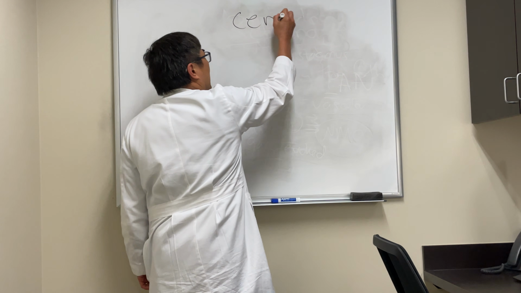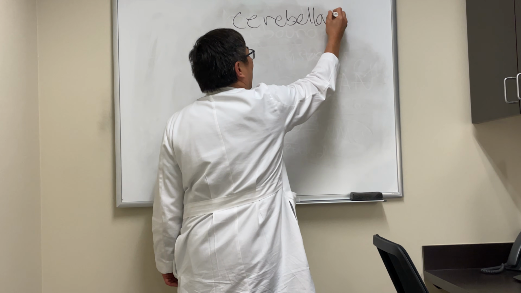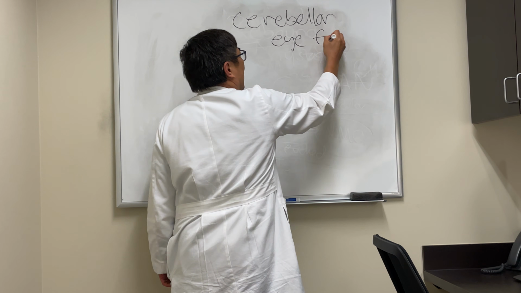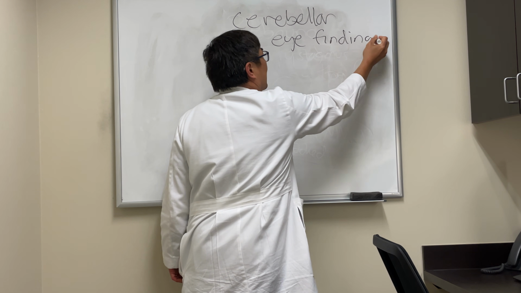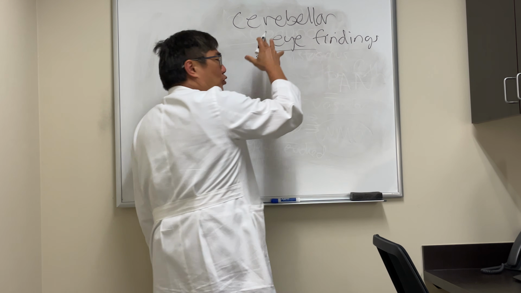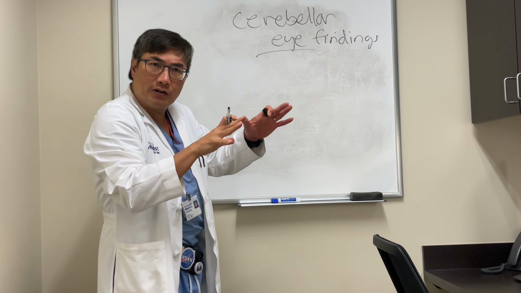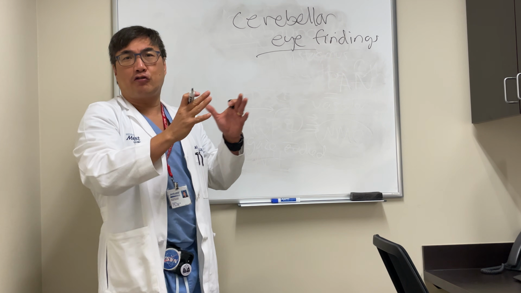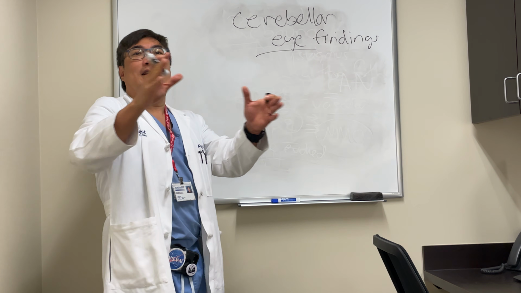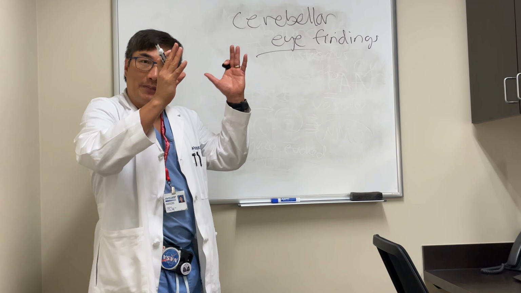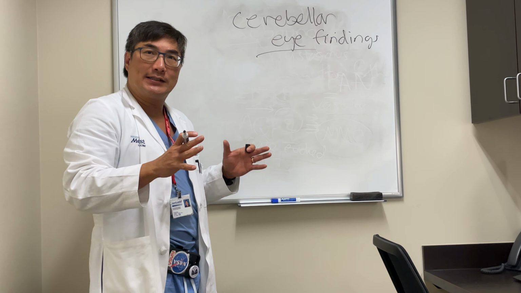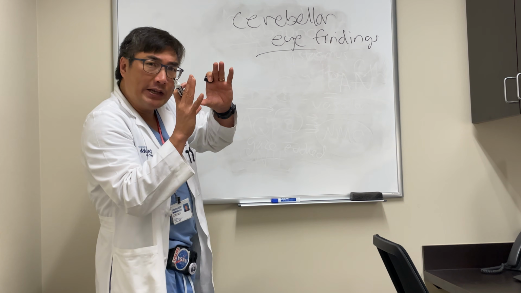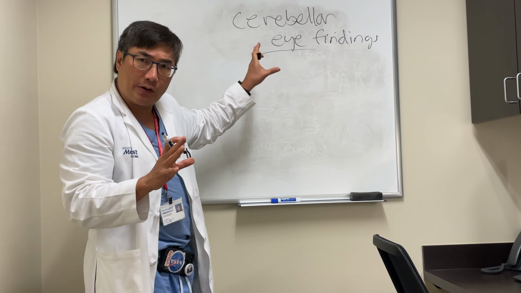So somebody wanted to know about cerebellar eye findings. And as you know from neurology, the cerebellum is in control of the fine motor control of your movements, and it's the same thing in the eye. So we've got the oculomotor cranial neuropathies, which are in charge of moving the eye right and left, up and down, cranial nerves 3, 4, and 6. But the fine tuning of those movements is cerebellum.